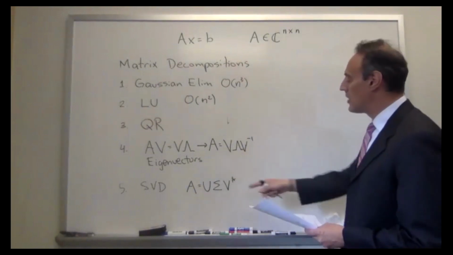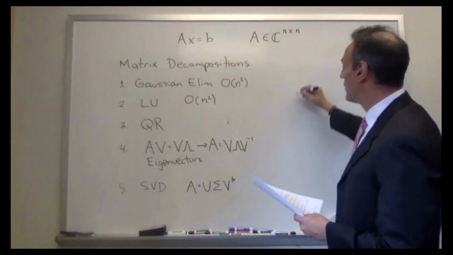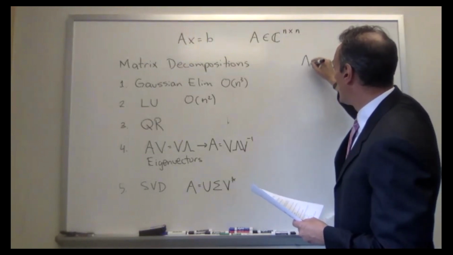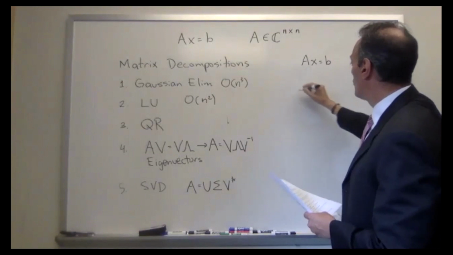Now, solutions then are going to look very much like eigenvalue and eigenvector decompositions. You're going to solve Ax equal to b.